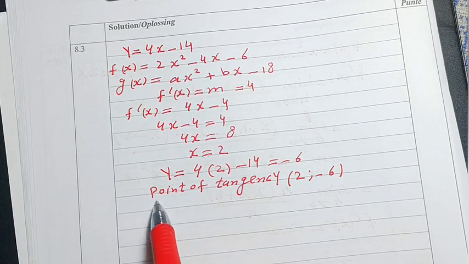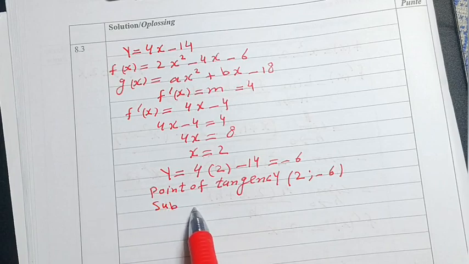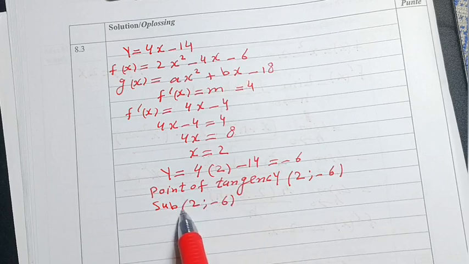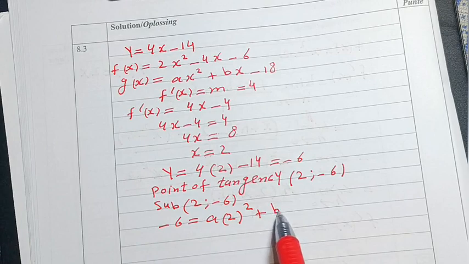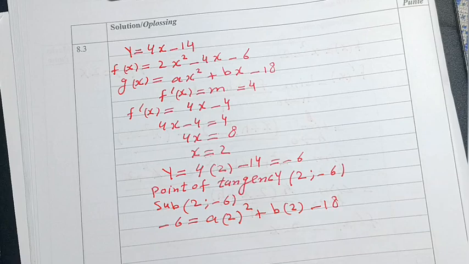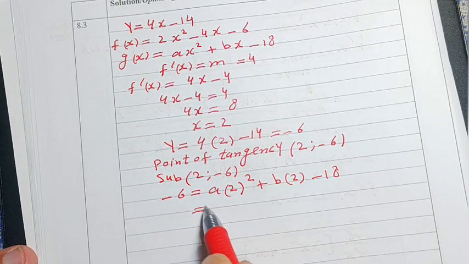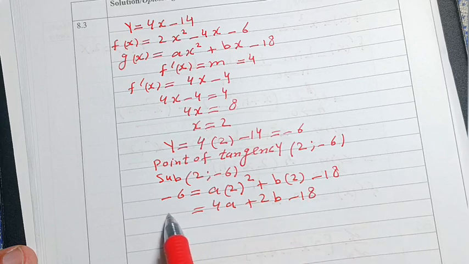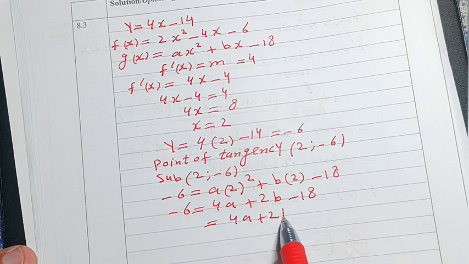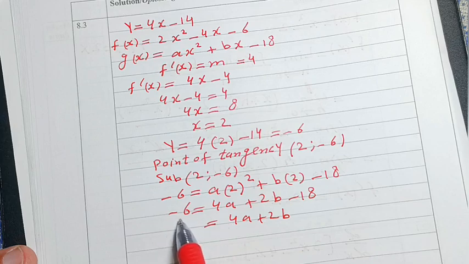So we're going to substitute 2 and negative 6 into g of x. Negative 6 is equal to a times 2 squared plus b times 2 minus 18. Now I'm going to simplify: 4a plus 2b minus 18 is equal to negative 6. Further simplify, I switch the 18 over to this side and it becomes positive, so negative 6 plus 18 becomes positive 12.